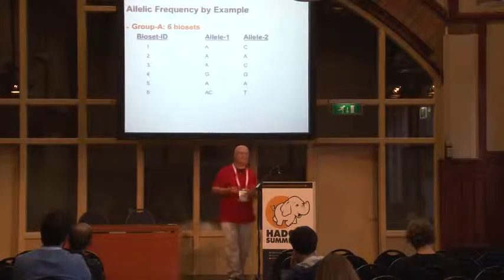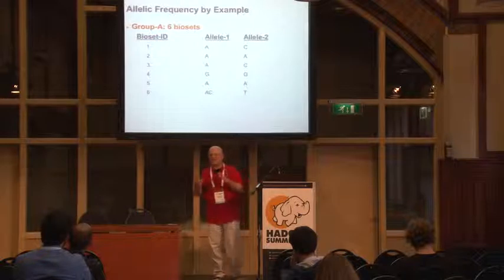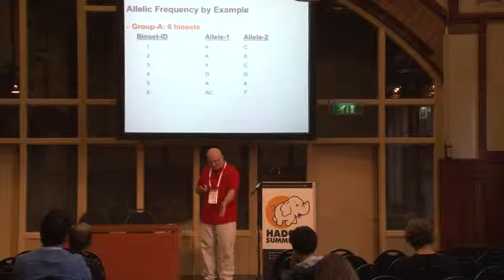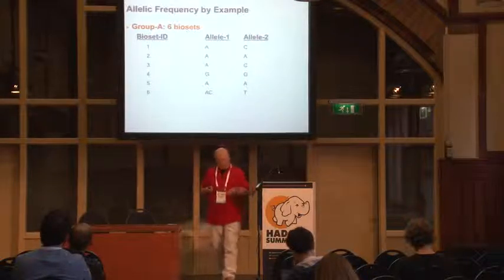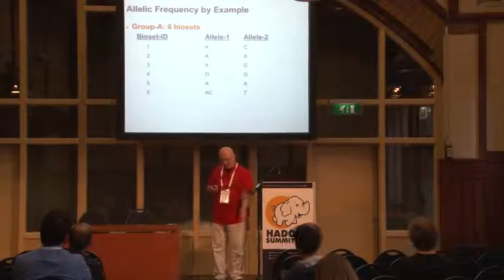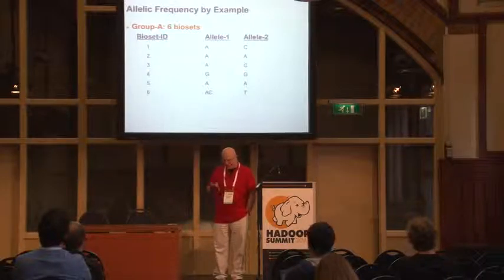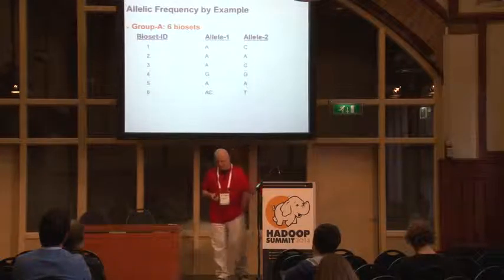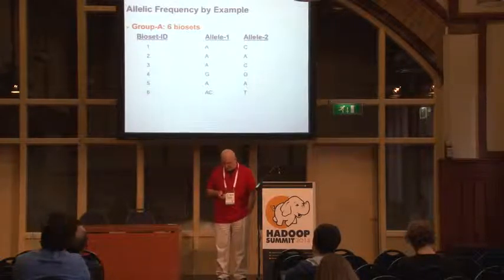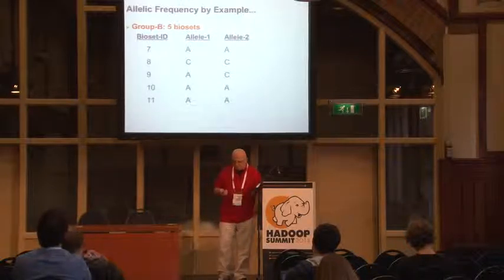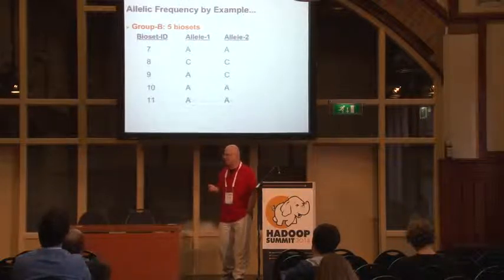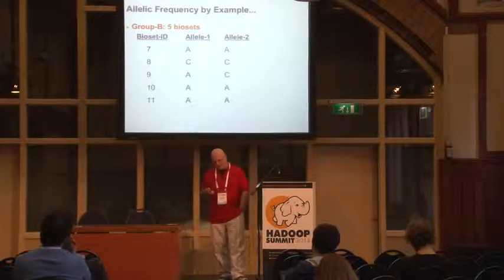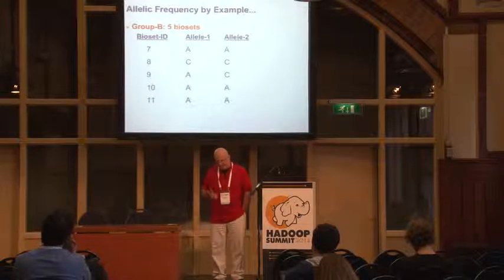I'm going to go with an example so that we can comprehend what this means. Let's say we have 6 biosets in group A, and the bioset IDs are numbered from 1 to 6, with allele 1 and allele 2. This is a very simple example for the group A biosets. Group B, suppose, has only 5 biosets, identified from 7 to 11, and again we have allele 1 and allele 2.